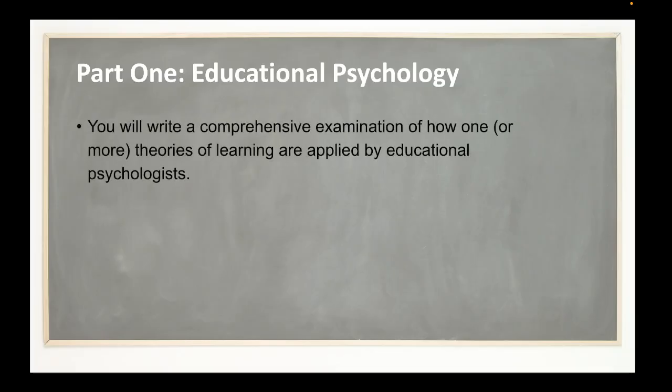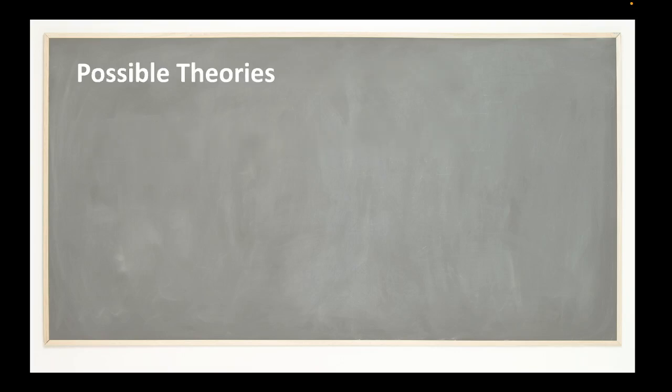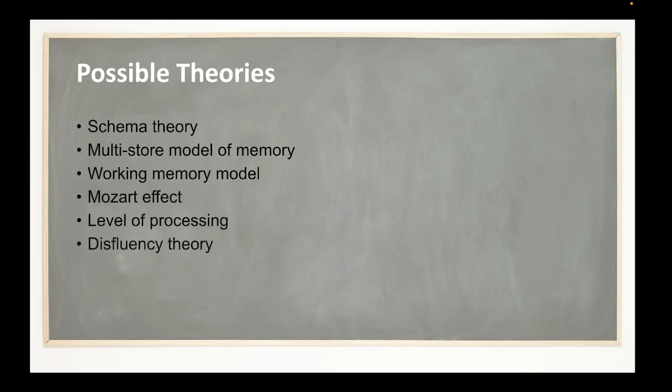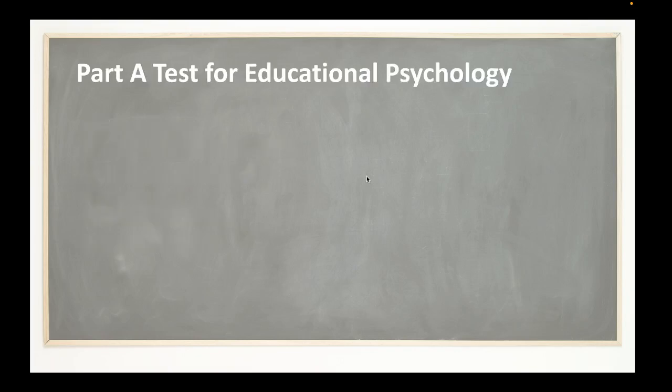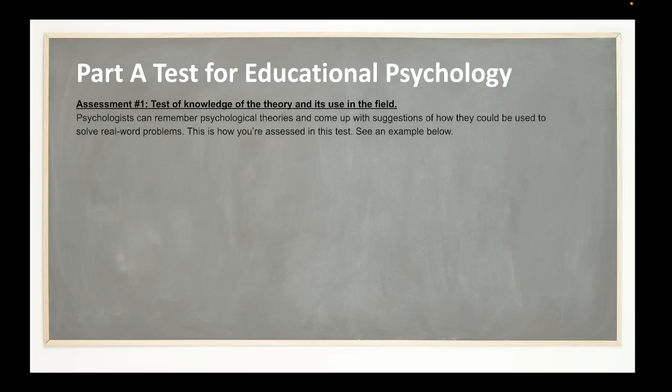All right, you're going to write an examination of how one theory of learning is applied by educational psychologists. Of course, it might help to study more. These are the theories that we've looked at. I recommend knowing 2 of these in very good detail. Of course, the more that you have, maybe the better, and I'll explain why that is when we look at the test. But you need to be able to know at least one of these theories, if not 2 or more. So, and the reason why you might want to know more is because for how the test is structured.